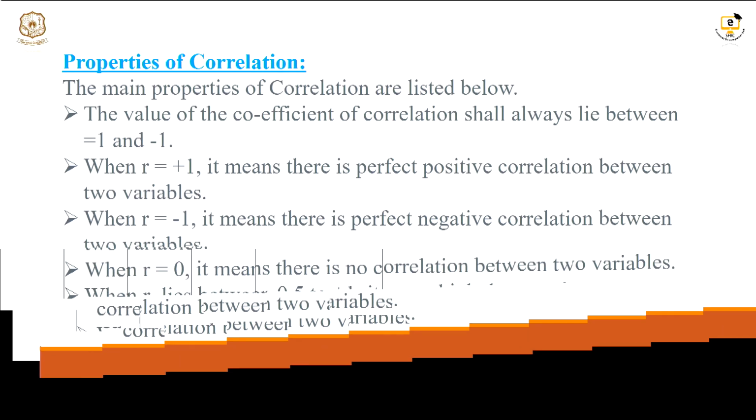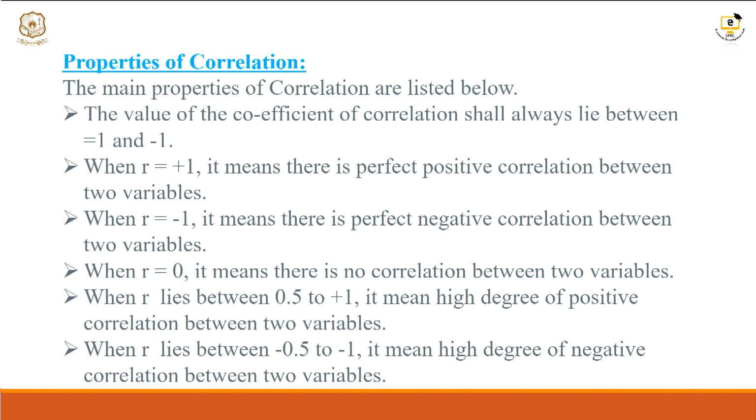Properties of correlation. The main properties of correlation are listed below. The value of the coefficient of correlation shall always lie between +1 and -1. When the value of correlation r is equal to +1, then there is a perfect positive correlation between the two variables. Similarly, when the value of r is equal to -1, it means that the correlation is perfectly negative. If the r value is equal to 0, it means that there is no correlation between the two variables.